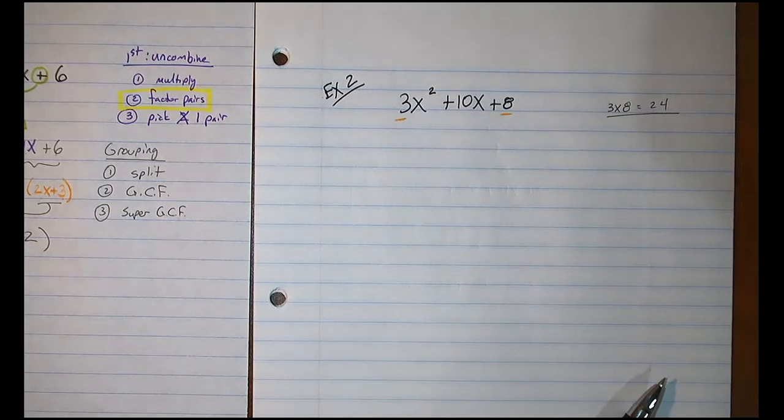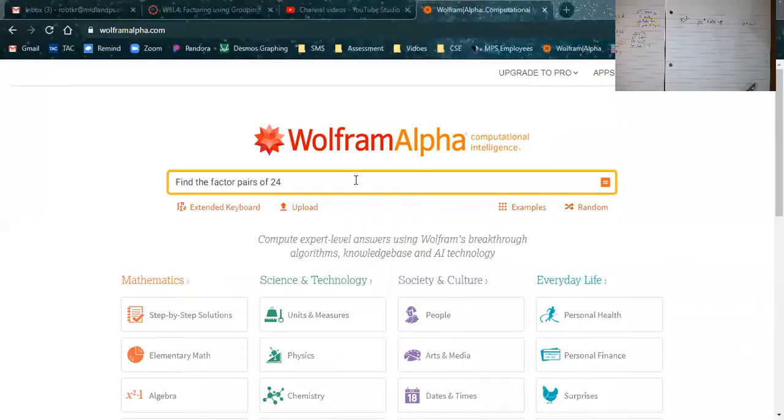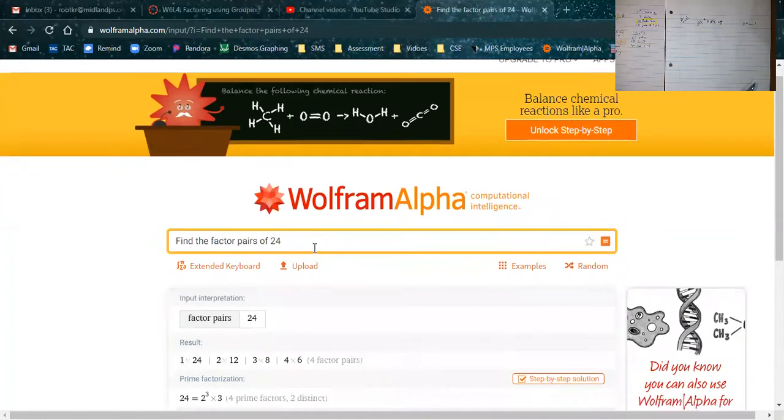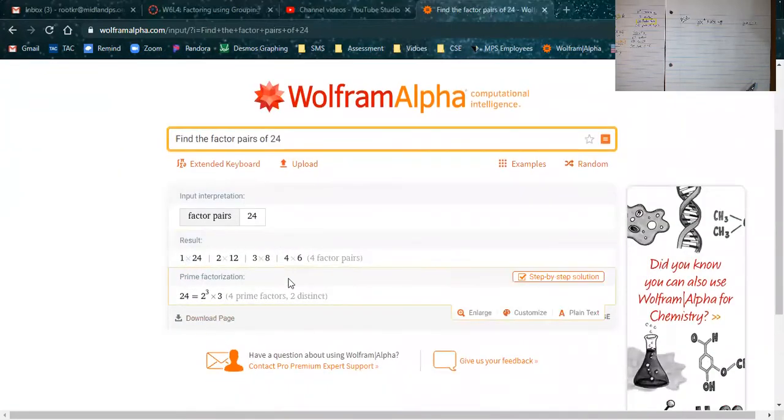So just as a reminder, 24 has kind of a lot. If that's something that you can do off the top of your head, not a problem. But don't forget that we've got this website that can find factor pairs for us. So if I say, hey, find the factor pairs of 24, Mr. Wolfram Alpha, here they are. There's 4 of them all together. 1 times 24, 2 times 12, 3 times 8, and 4 times 6.